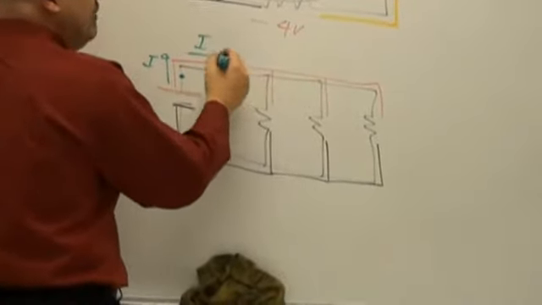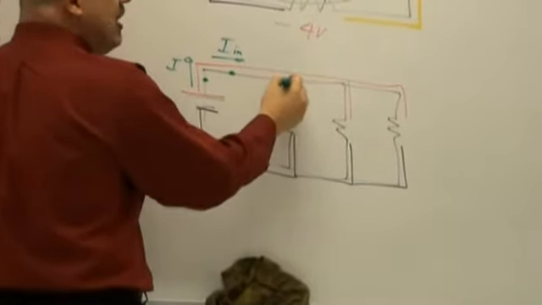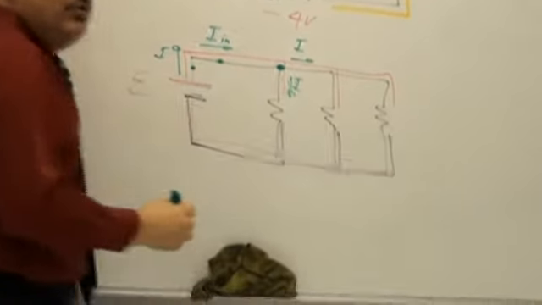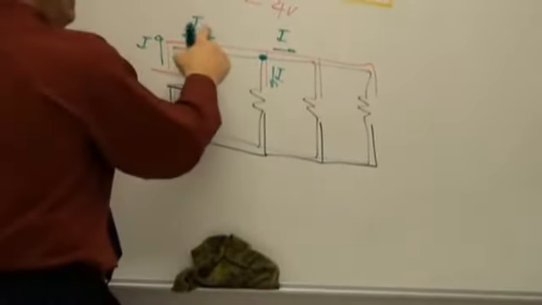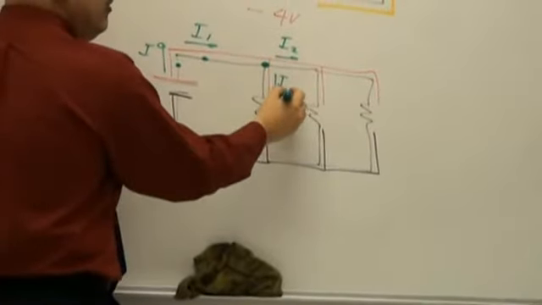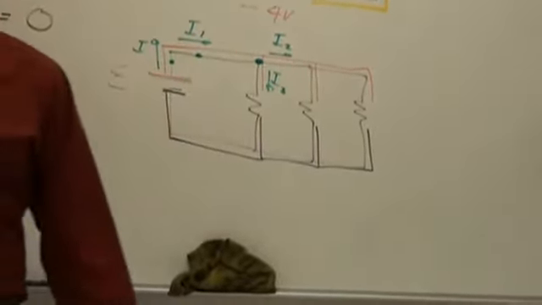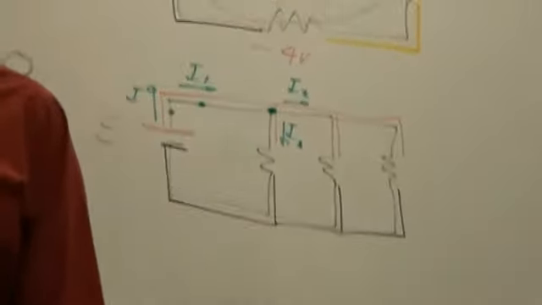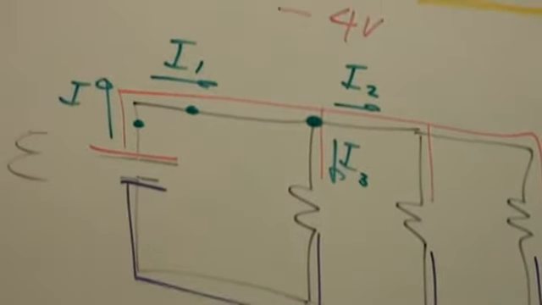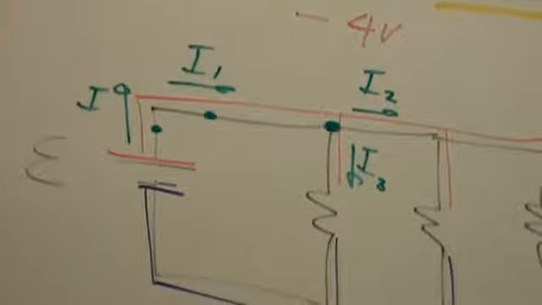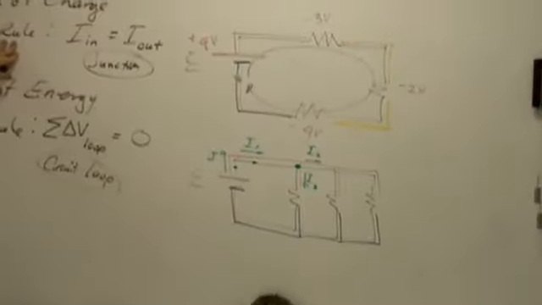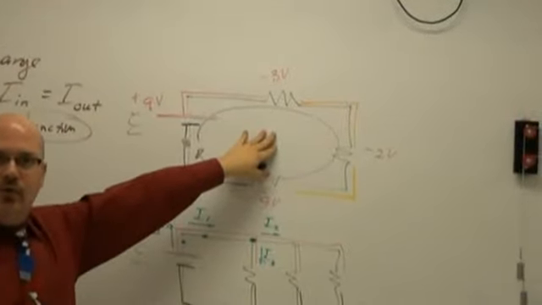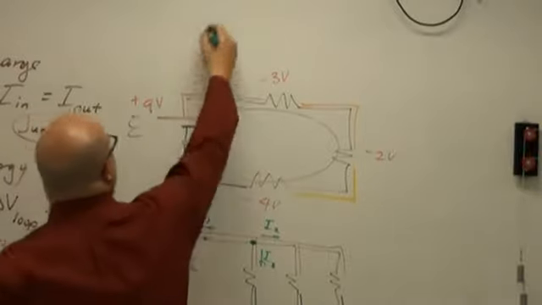So the current rule simply says the current that comes in to a junction must equal the amount of current that goes out of the junction. So it'll be split up. If this is current 1, and that's current 2 and current 3, then current 1 must equal current 2 plus current 3. And that's it. Now let's apply those ideas to series and parallel. If I apply the current rule to this device right here, what does the current rule tell you about series?